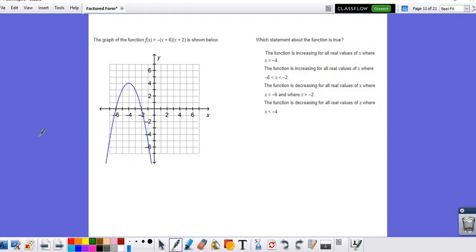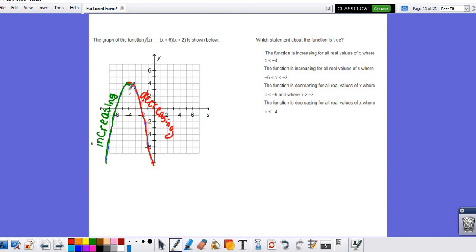All right, which statement about the function is true? The function is increasing or decreasing here. So this is a little bit different. This is not positive or negative. This is just where is your line increasing. So this part here, my line is going up, up, up, up, up, up till I get to this point. This is increasing. Okay. And then from this point back down, this is decreasing.